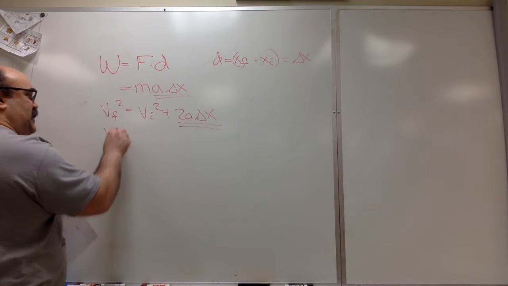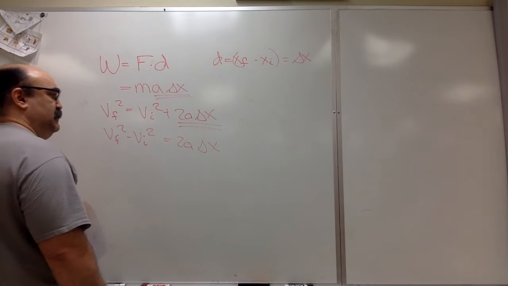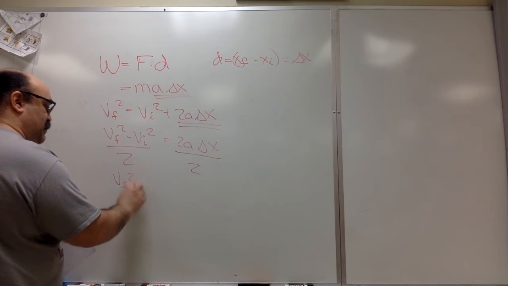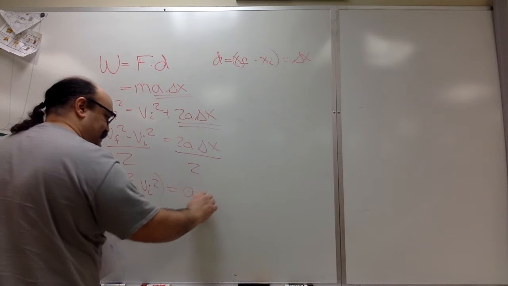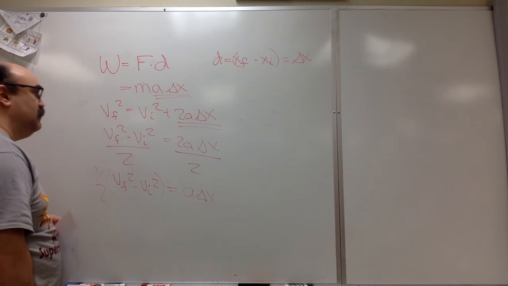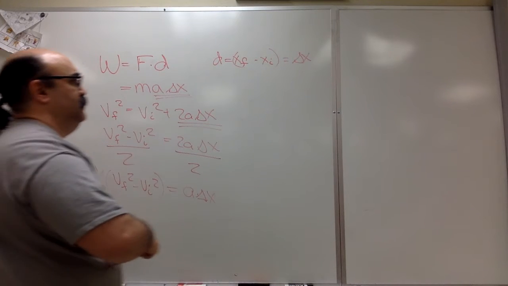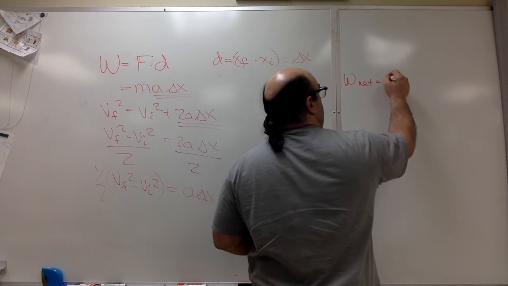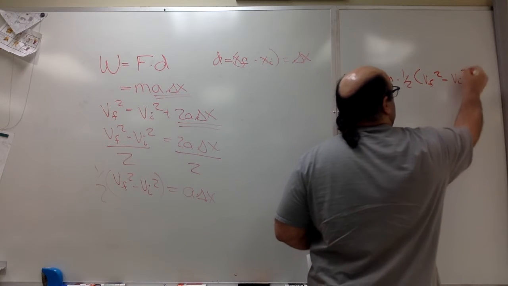Subtract this, v sub f squared minus v sub i squared must equal 2a delta x. Divide by 2. And what we get is v sub f squared minus v sub i squared times 1/2 must equal a delta x. Substituting in then, don't I get that my net work then must equal m times 1/2 times v sub f squared minus v sub i squared?